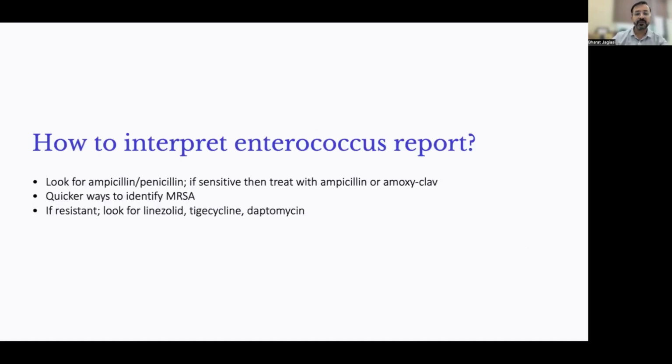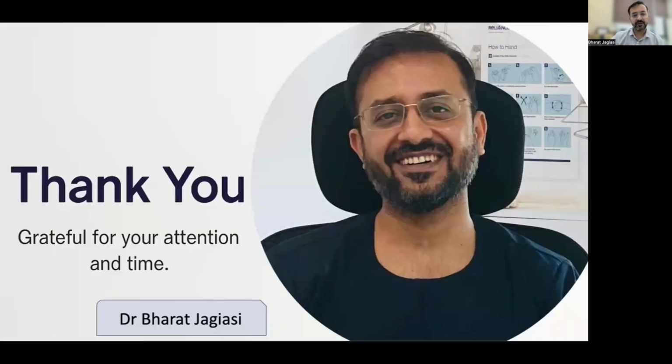How to interpret the reports? Look for whether ampicillin or penicillin is sensitive, then treat with ampicillin and amoxiclav. If resistant, look for linezolid, tigecycline, and daptomycin.